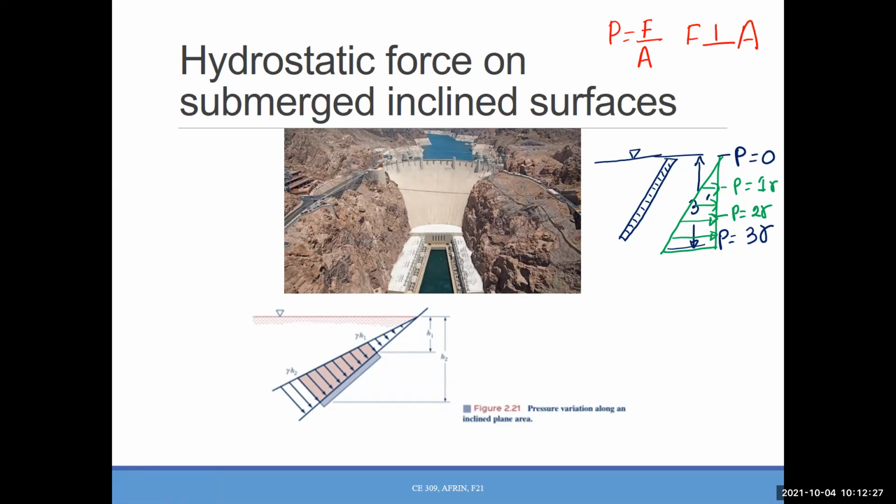So exactly in that way, we know the magnitude is 1 gamma, but the direction will be what? Perpendicular to the plate. Okay. For this one, again, we know the magnitude, which is 2 gamma, but the direction will be perpendicular to the plate. Similarly, for the last one, for 3 gamma, the direction will be perpendicular to the plate. Okay.